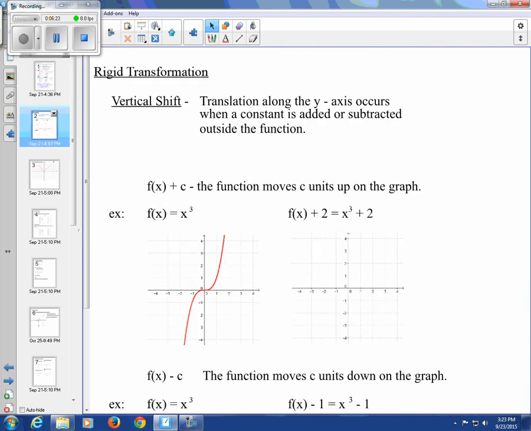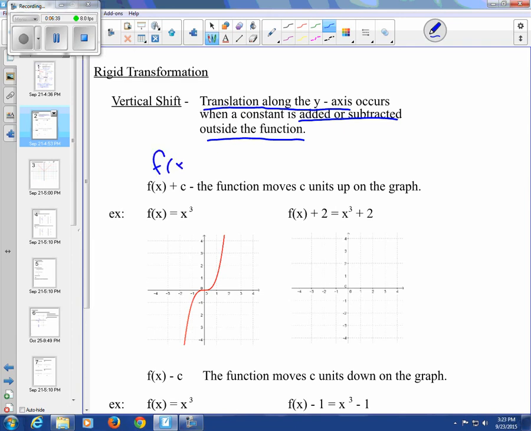Right here we say a vertical shift is a translation along the y-axis, occurs when a constant is added or subtracted outside the function, right? Now, these are a little bit easier to interpret. Here we've got f of x as our function, and we are adding the constant c outside the function directly to the equation. We would say that this would take the function and move it c units up on the graph, and that part of the graph being the y-axis.